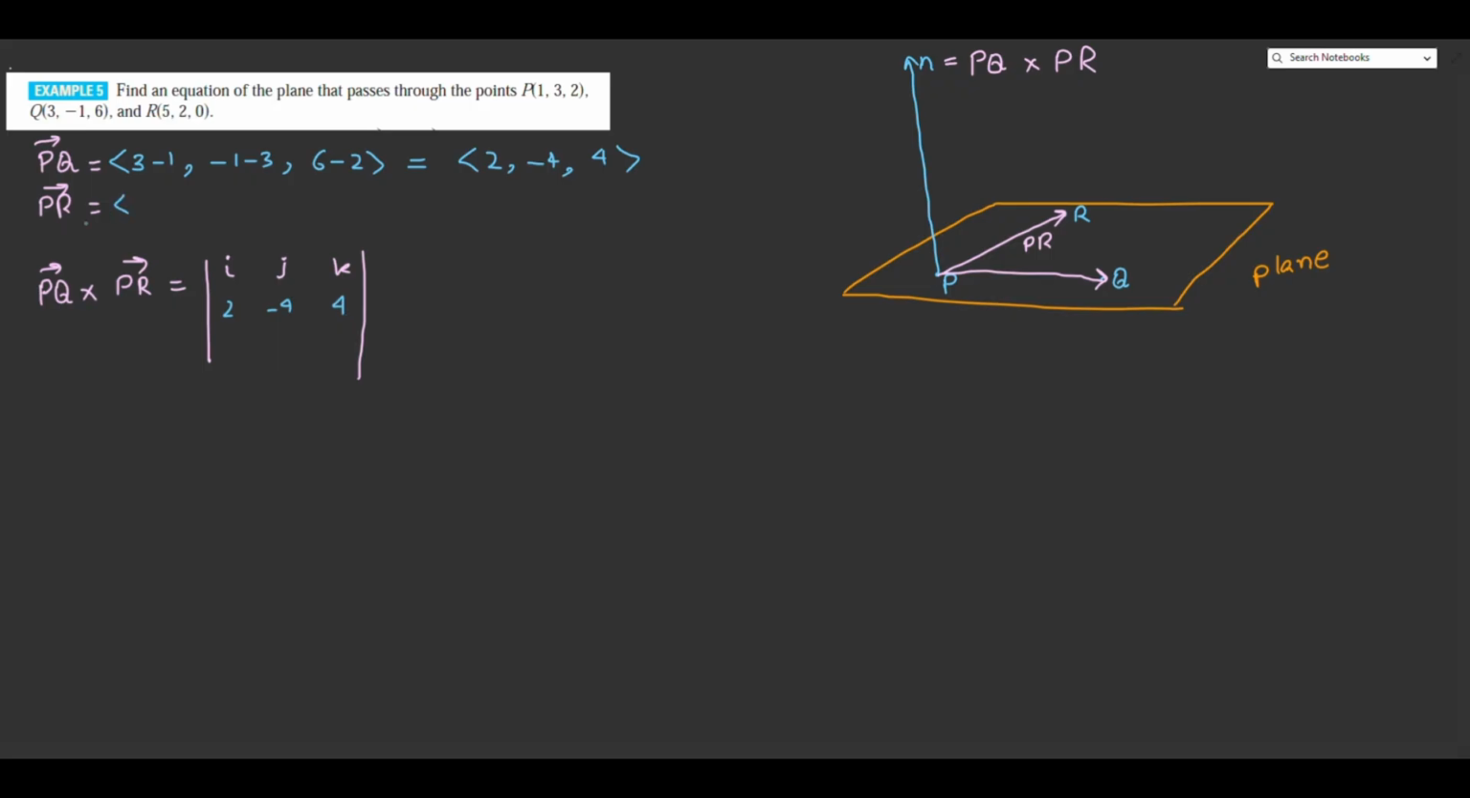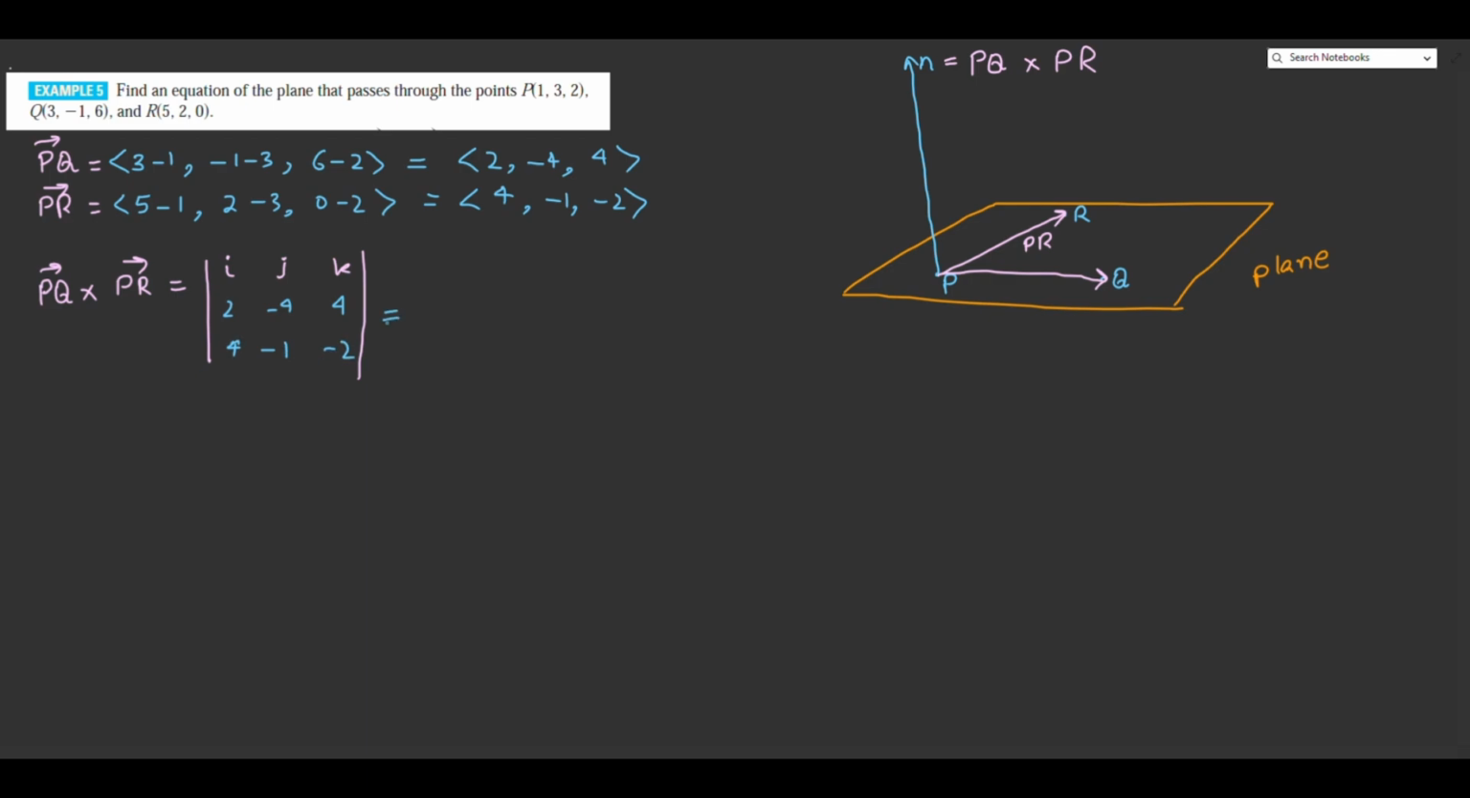Similarly, you can find the vector PR, which is given by final minus initial. That will give you 5 minus 1, 2 minus 3, and then 0 minus 2. Simplify this and it will give you 4, minus 1, minus 2. Put these components of PR in row number 3: 4, minus 1, minus 2.